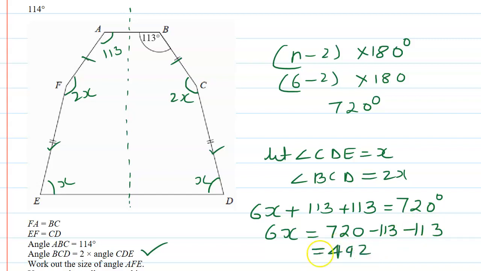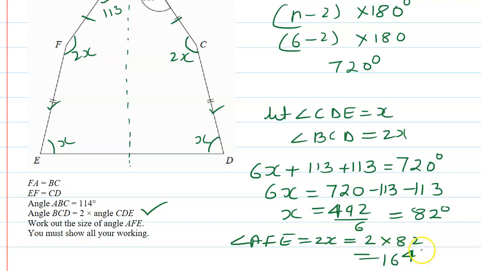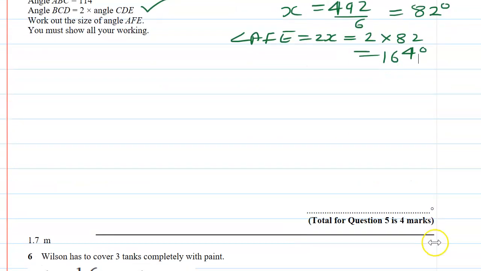Right, now if you shift 113 and 113 that side, you are left with 6x. Okay, 6x equal to 720 minus 113 minus 113, that comes 492. Yeah, 492. So x will be 492 divided by 6, that will be 82 degree, right? So x will be 82. So they are asking what is AFE. So AFE is 2x, that will be 2 times 82, that is 2 times 2 is 4, 2 times 8 is 16. So it will be 164 degree. Let's go for another question.